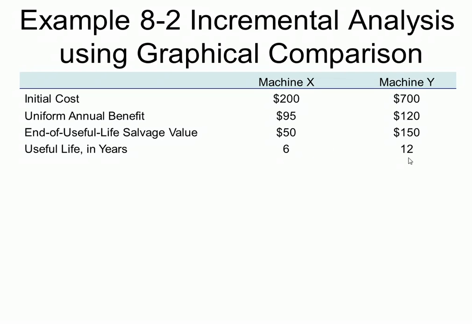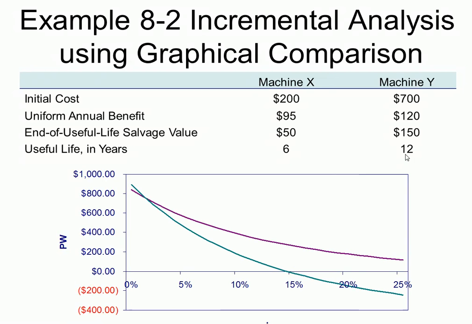So machine Y has a longer useful life. Machine X has a useful life of 6 years, and machine Y has 12. If we did use the present worth analysis, we could, for example, use the least common multiple technique, which would assume that we could repurchase machine X again at the end of 6 years, and then use it with the same uniform benefit and the same salvage value for the second life cycle of machine X.